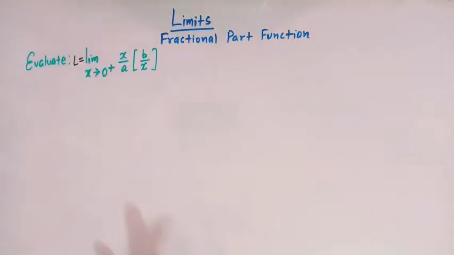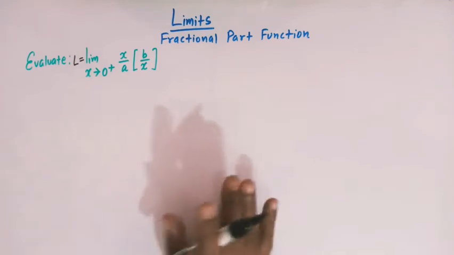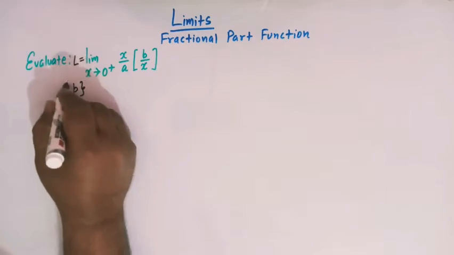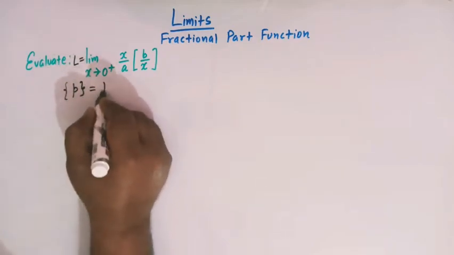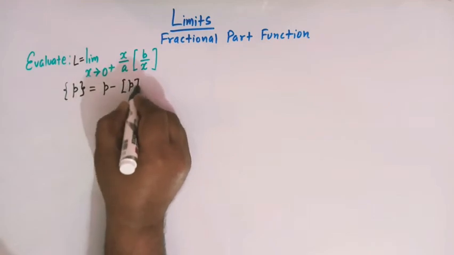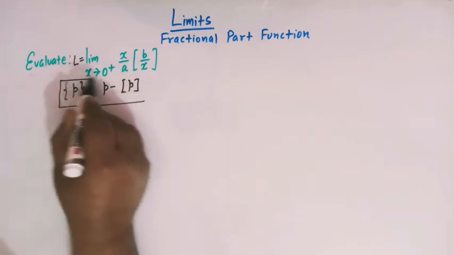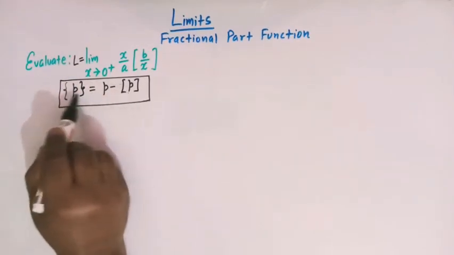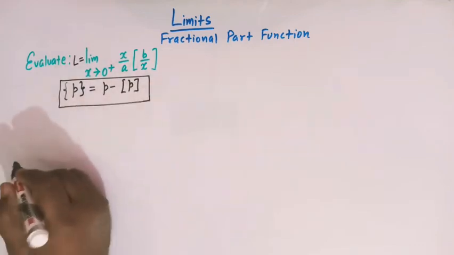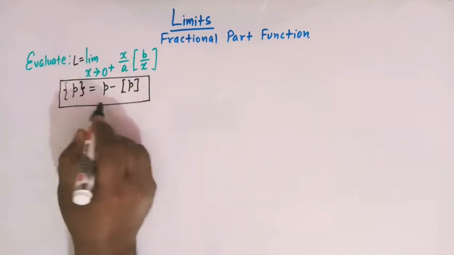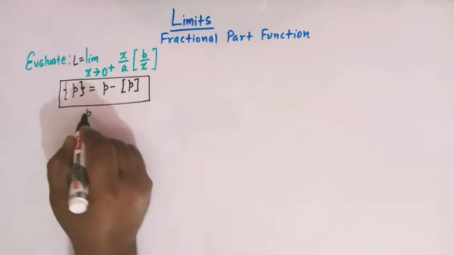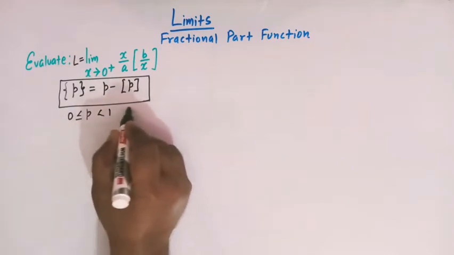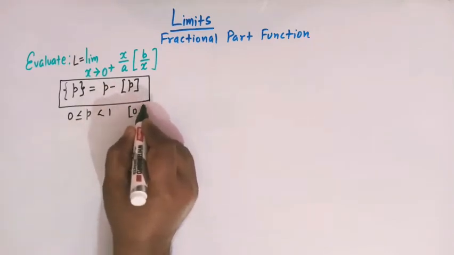Okay, so now let us take the definition of the fractional part function, right? We know that the fractional part of p is given by p minus the greatest integer of p. This is the definition of the fractional part function, and the domain of the fractional part function is the set of all real numbers, and the range is from 0 to 1, that is, it lies between 0 and 1, right? So the range is given by [0, 1).